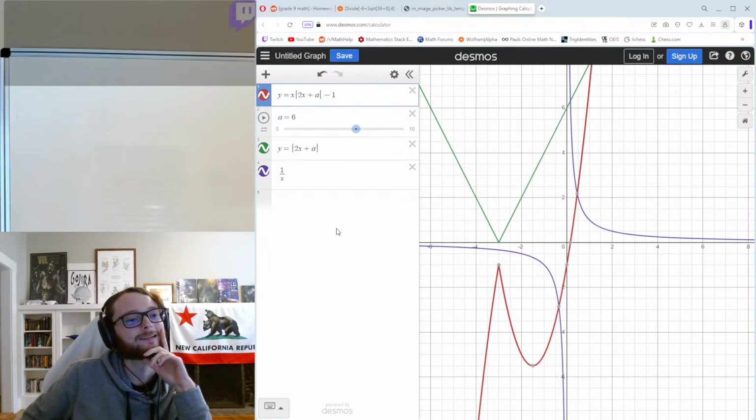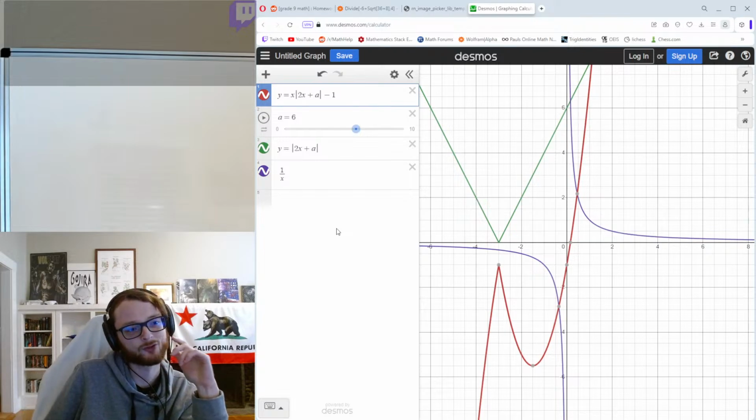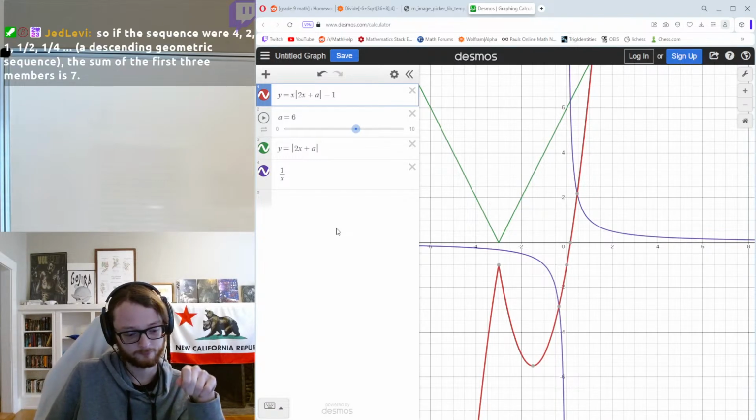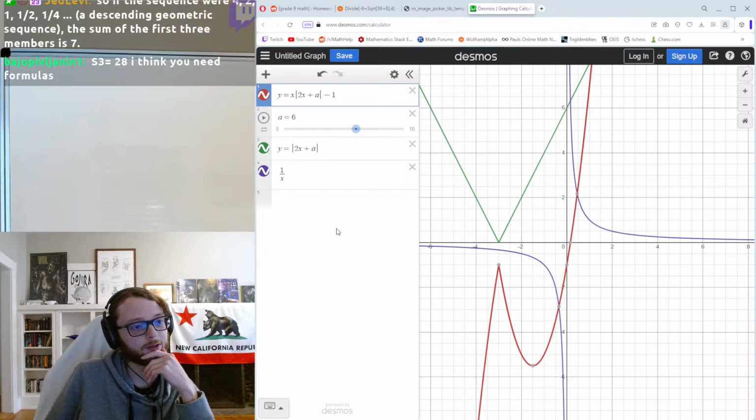Huh. A decreasing geometric series whose sum of its first three members is 28. So I guess you need to reverse engineer it. Like if you did 14 as your starting term, and your rate is 1/2, you get 14 plus 7 is 21, plus 3.5 is not 28. I'm thinking guessing and checking here, to be honest.